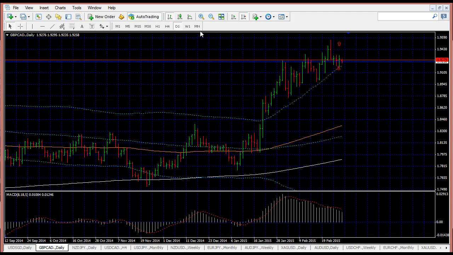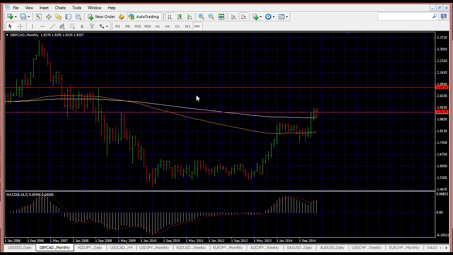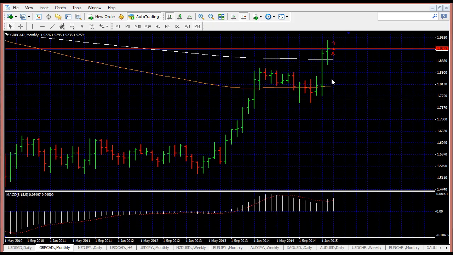Alright, so the next pair is the GBP CAD. GBP CAD is also a pair that I've talked about for the last 2 weeks or so. So let's just look at the monthly time frame. On the monthly time frame, it appears that it kind of formed a pin bar, and it's trying to head up. All right, it looks like it's trying to head up.